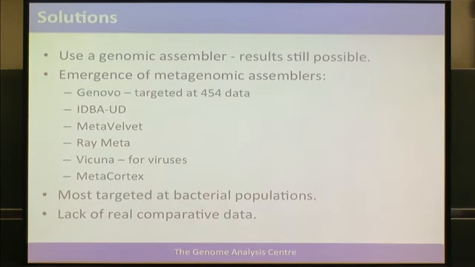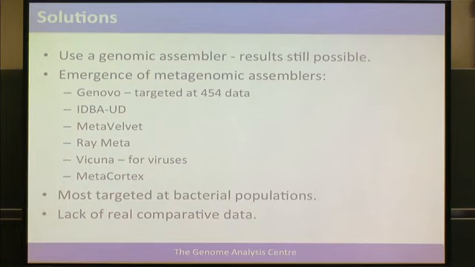So what are the solutions? Well, until the last year or two, people tended to use genomic assemblers, and you can get results with genomic assemblers. But the last couple of years has seen the emergence of a number of metagenomic assemblers. They're often developments of genomic assemblers, things like MetaVelvet, RayMeta, and IDBA-UD.